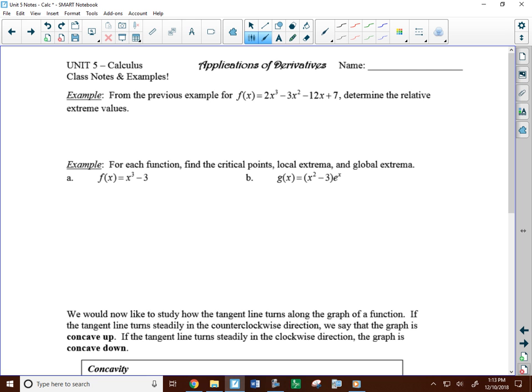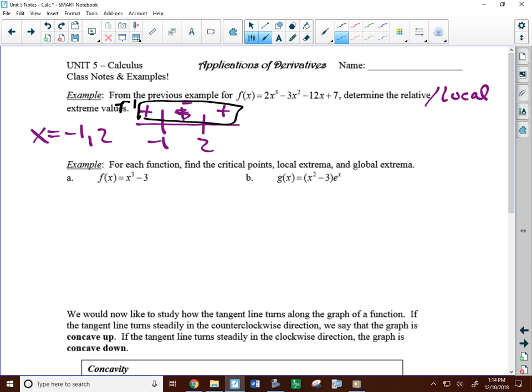All right, top of the next page, from the previous example, the one we just did, we found critical points -1 and 2. And we found that it was negative in the middle, right? I'm just basing this off the last one. Determine the relative, or local, same thing, extreme values. And here's what we can conclude, since these were the slopes.